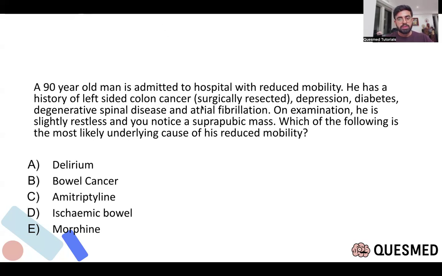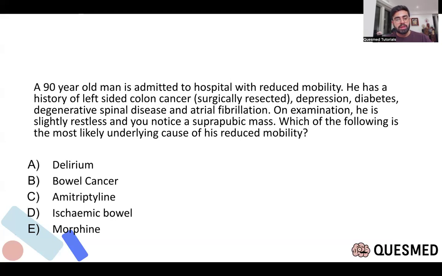So we've got a 90-year-old who's come in with reduced mobility. He's had a previous cancer, which has been bowel cancer, which has been surgically removed. Got depression, diabetes, degenerative spinal disease, and AF. He's restless, and there's a suprapubic mass. So in terms of what's causing this constellation of symptoms, two of the key points here are the fact that there's a suprapubic mass and he's slightly restless.